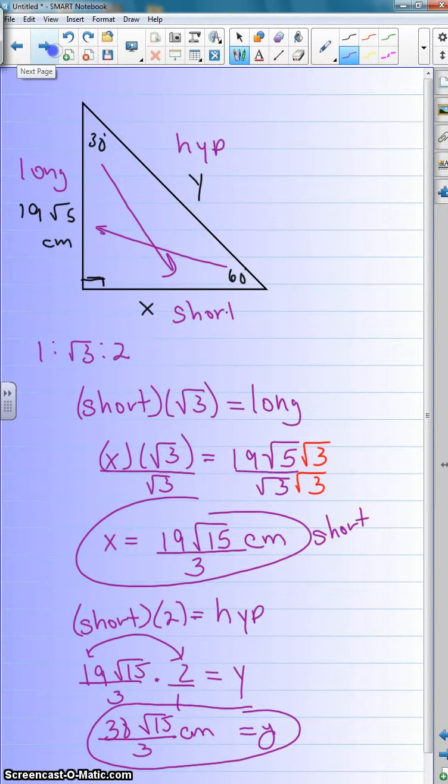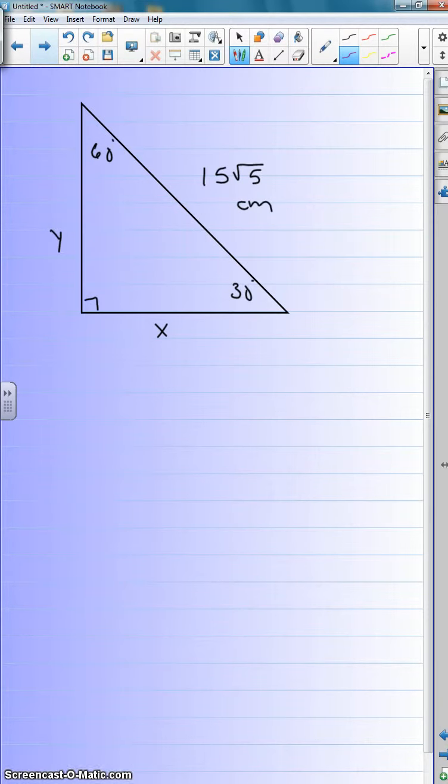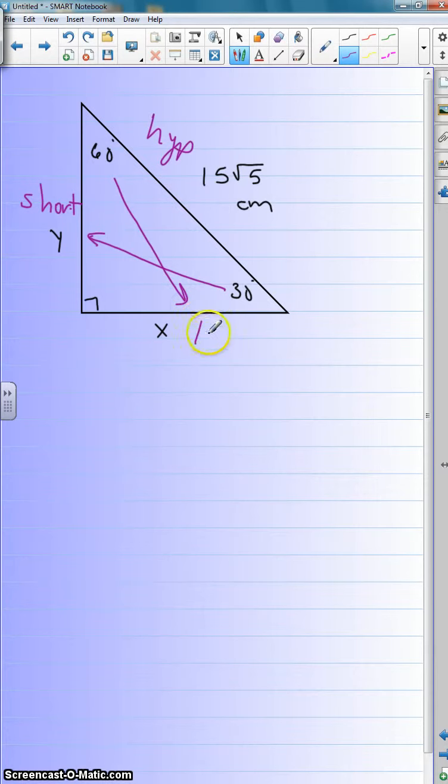Now that was a very quick video on the 30, 60, 90. We're going to do one more and finalize this, and that should give you a quick procedure on how to do the 30, 60, 90. Okay, last one. Hypotenuse is 15 square roots of 5. I'm looking for a short, which is across from the 30, and I'm looking for a long, which is across from the 60.